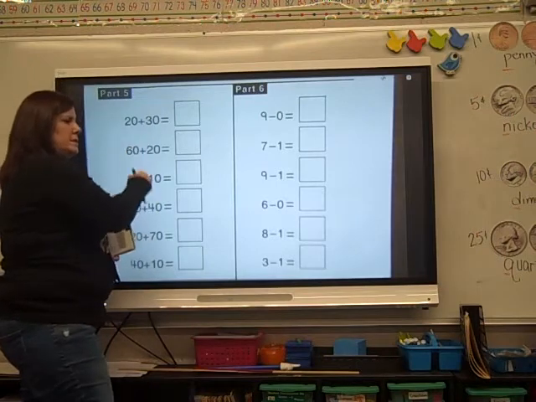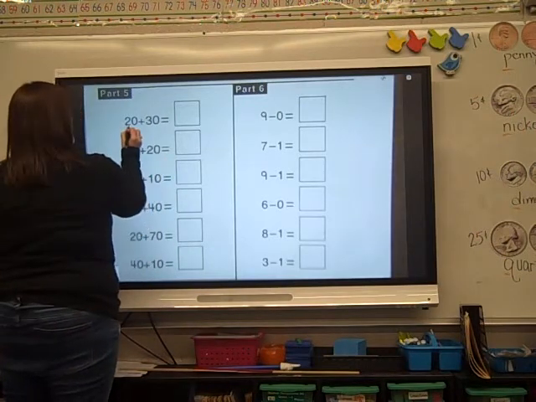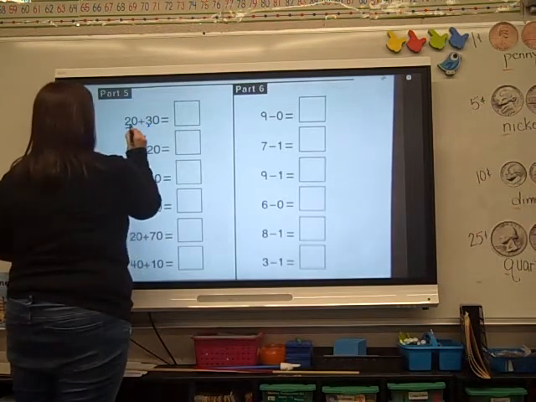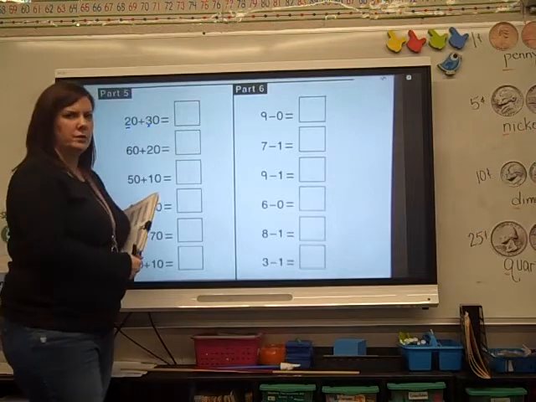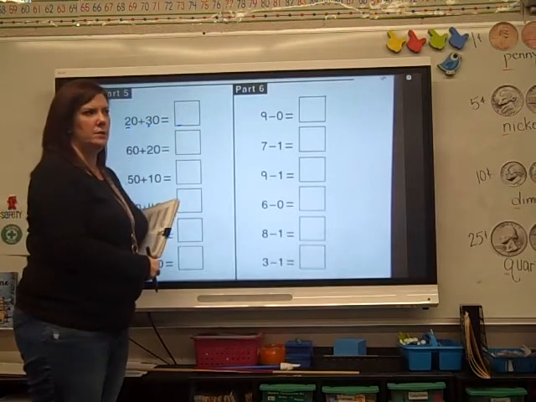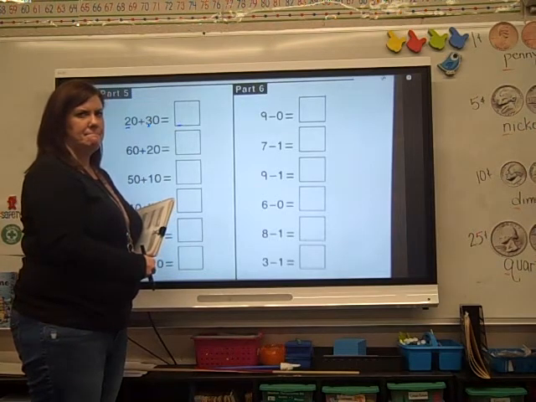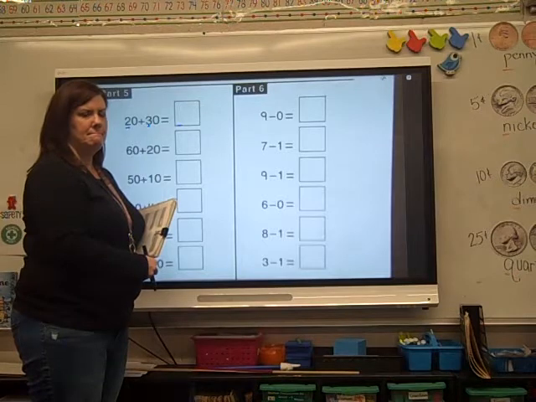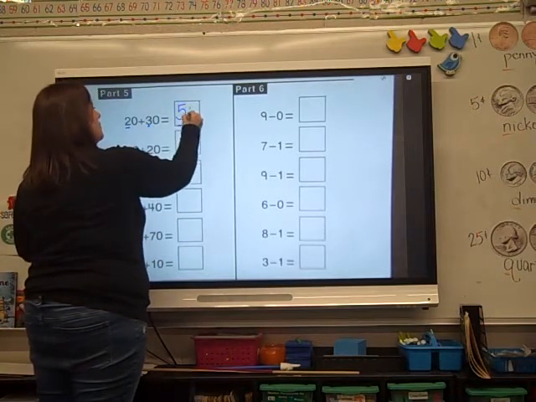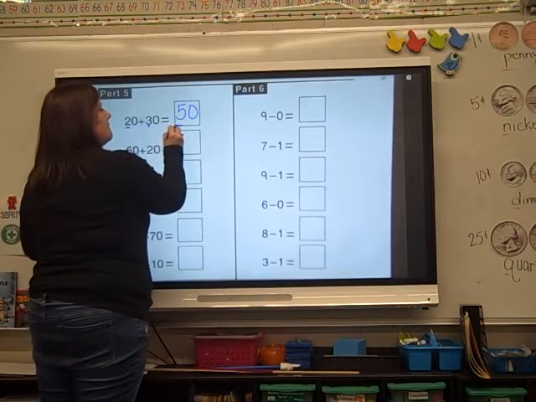Ready? We're going to do this top together. Remember how we do this. We take the 2 and the 3. Since they both end in 0, take your 2 plus your 3. Do your 2 plus your 3 on your number line and write it right there. 2 plus 3. I hope you got 5. And put your 0. Now, let's read the number. Ready? 50.